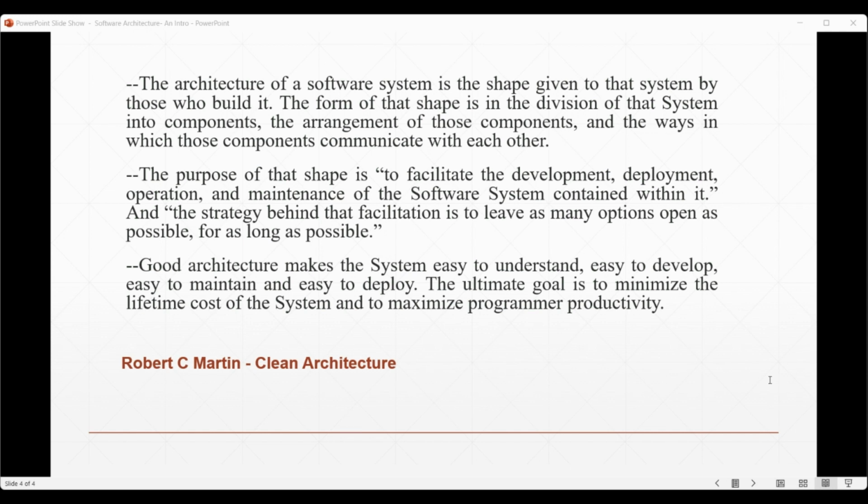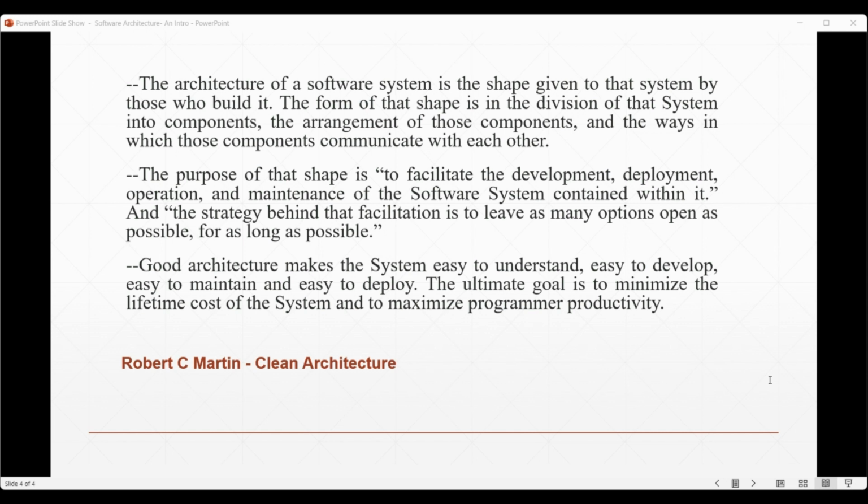And then he further says that the purpose of that shape is to facilitate the development, deployment, operation, and maintenance of the system contained within it. And the strategy behind that facilitation is to leave as many options open as possible for as long as possible.